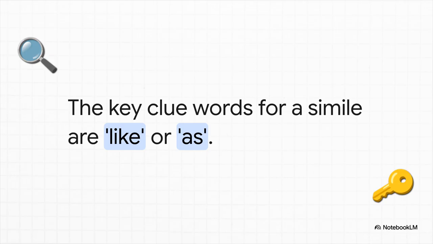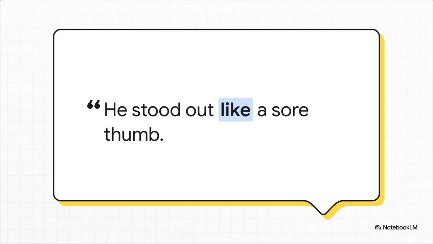It's that simple. For example, he stood out like a sore thumb. You see it, right? That word like is our big flashing sign. We're not saying the guy is a sore thumb. That would be weird. We're just saying he's obvious in a way that's similar to how a sore thumb stands out.